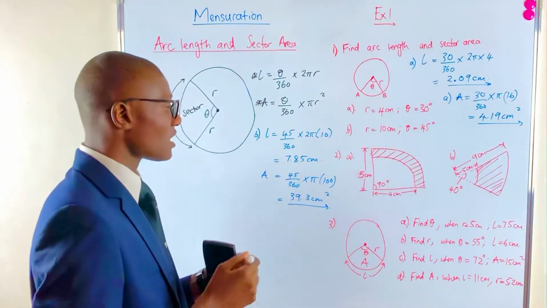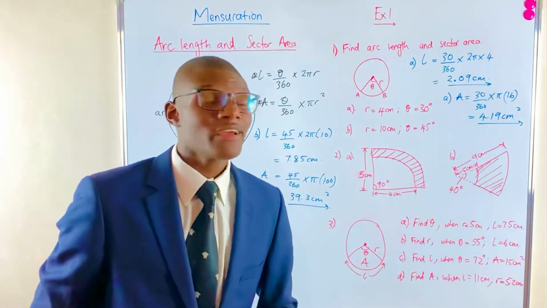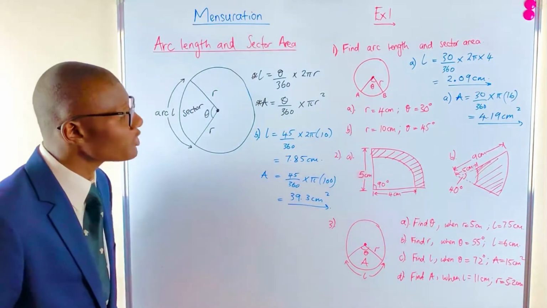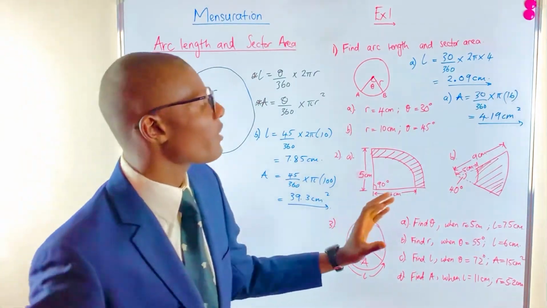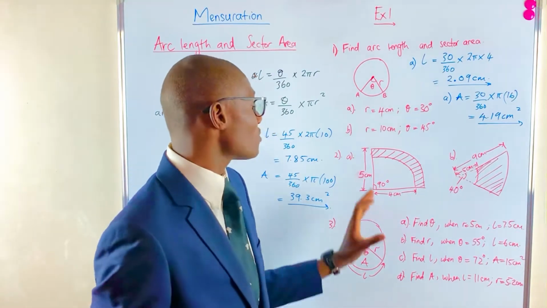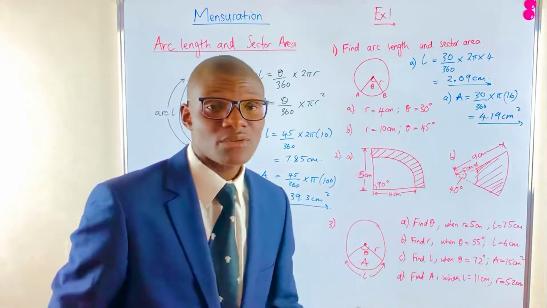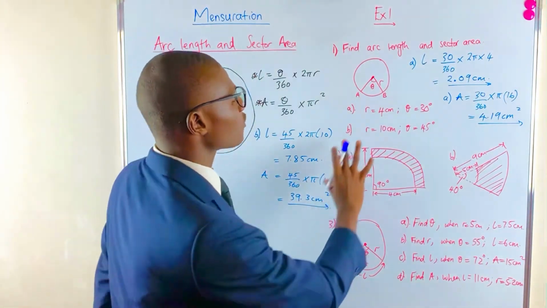So this is how we calculate the arc length and the sector area for part A and part B. Now allow me to move on to number 2. For number 2A and B, we are required to find the area of the shaded region. So for the area of part A, the shaded region, what we're going to do is first of all, calculate the area of the whole sector.